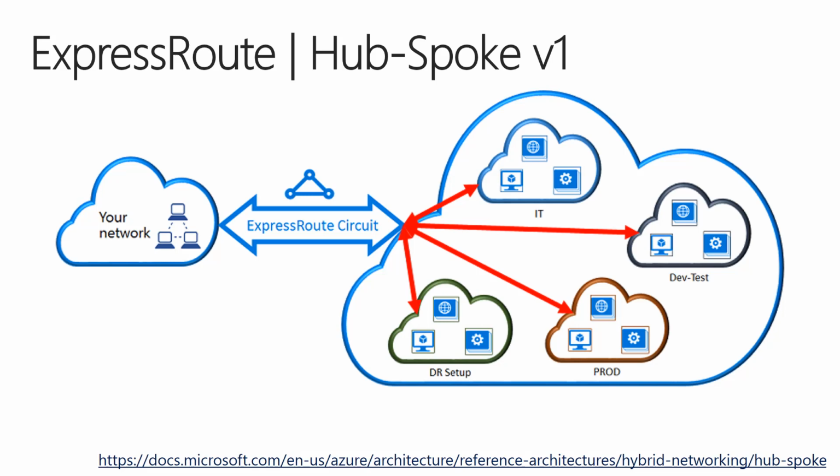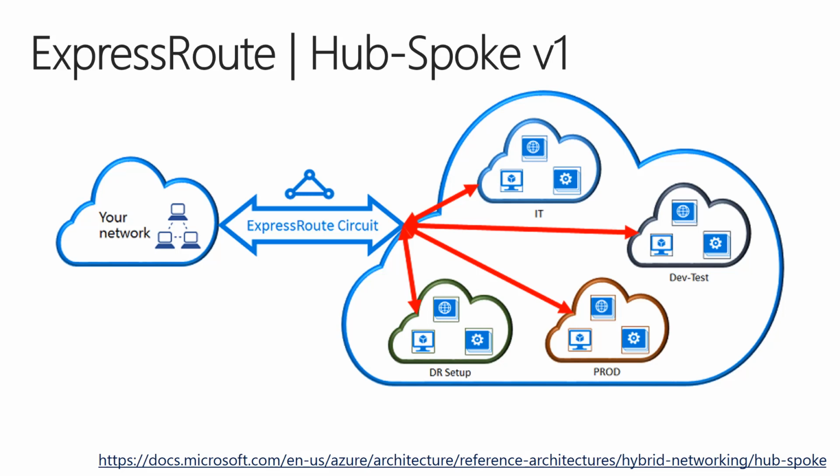Now, this is a very important distinction between the 2 versions of hub and spoke I'm going to show you. Make sure that you are completely aware that if you just connect these VNets to the ExpressRoute circuit in a peering fashion, everything in the IT VNet in this example can talk to everything in the dev test VNet, everything in the prod VNet, and everything in the DR setup VNet.